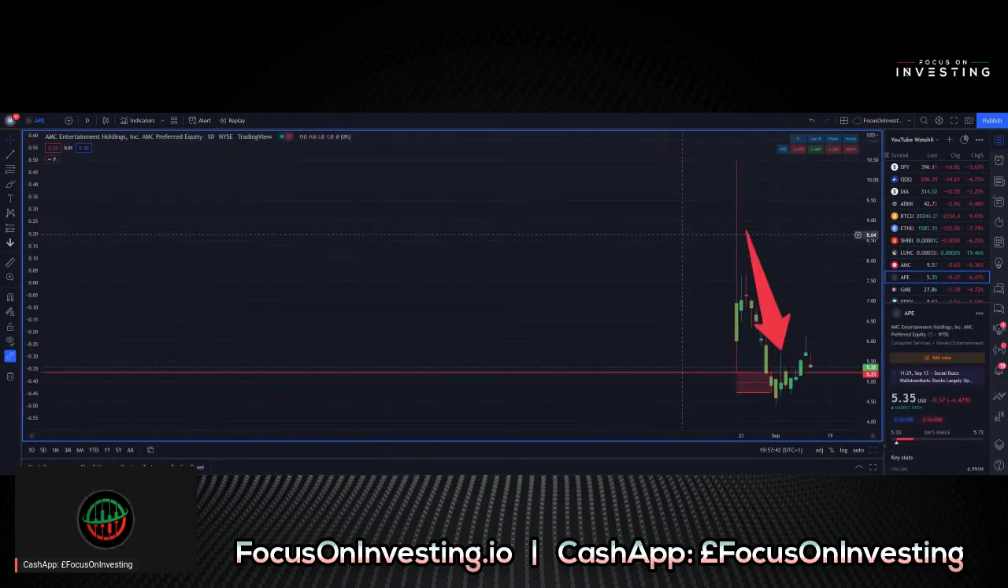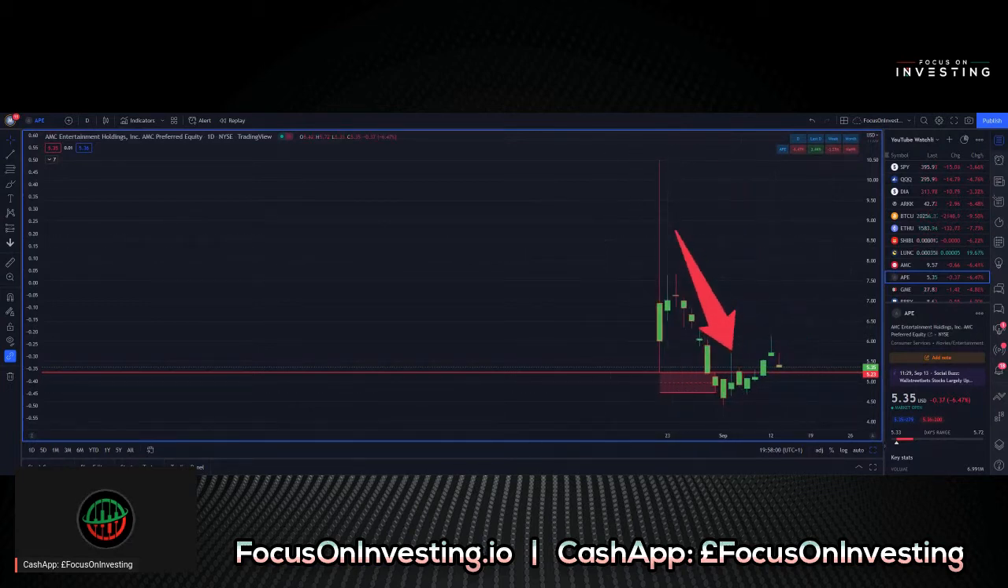Our next chart is AMC Entertainment Holdings Inc., AMC Preferred Equity, ticker symbol APE. And we can see that the current price is $5.35, excuse me. And current price is down 6.47% for the day. Not much to say about this chart as it's only a small chart, but we can see that we're currently a green trend filter, but doesn't really mean much.